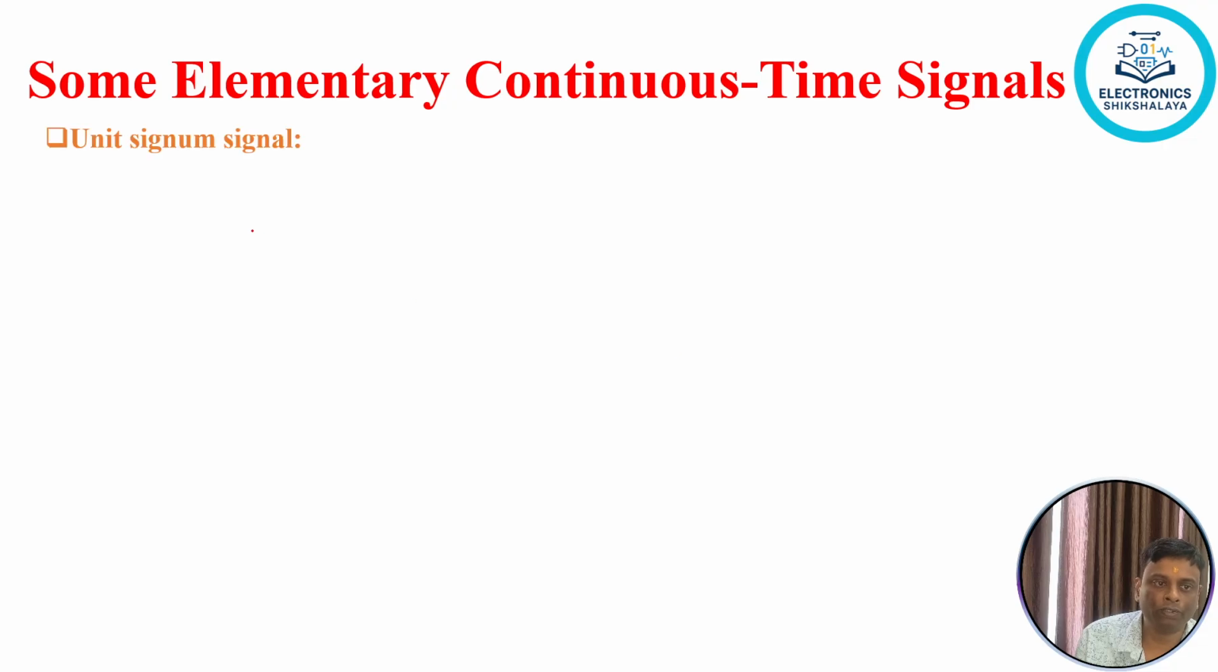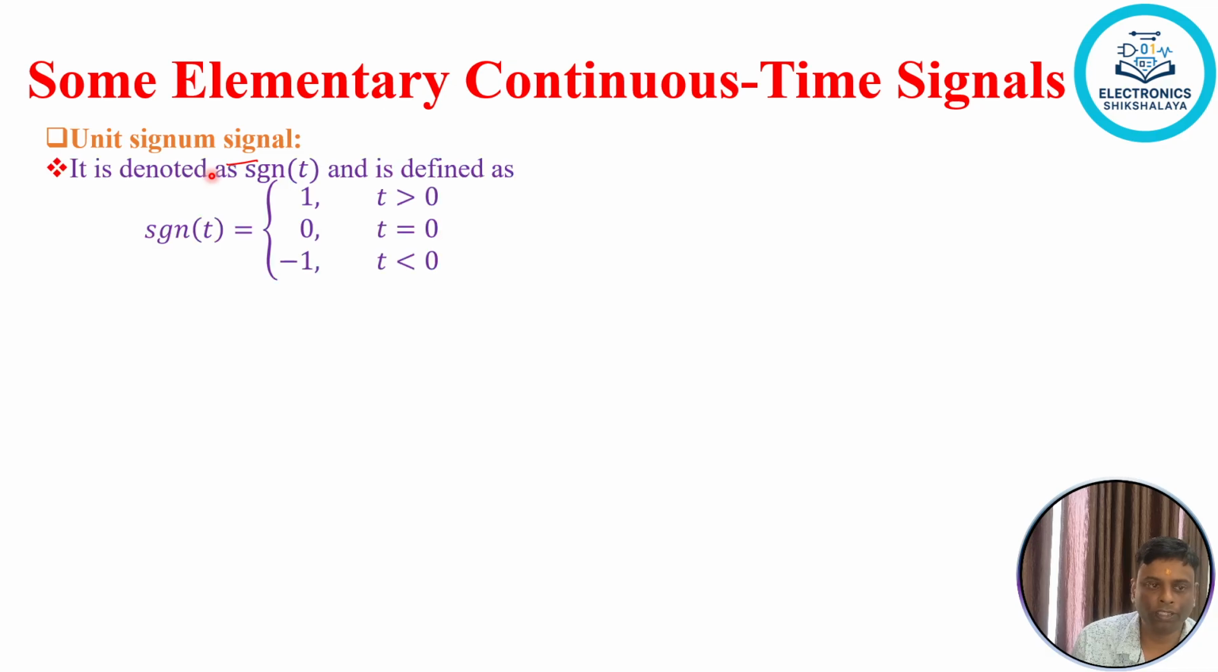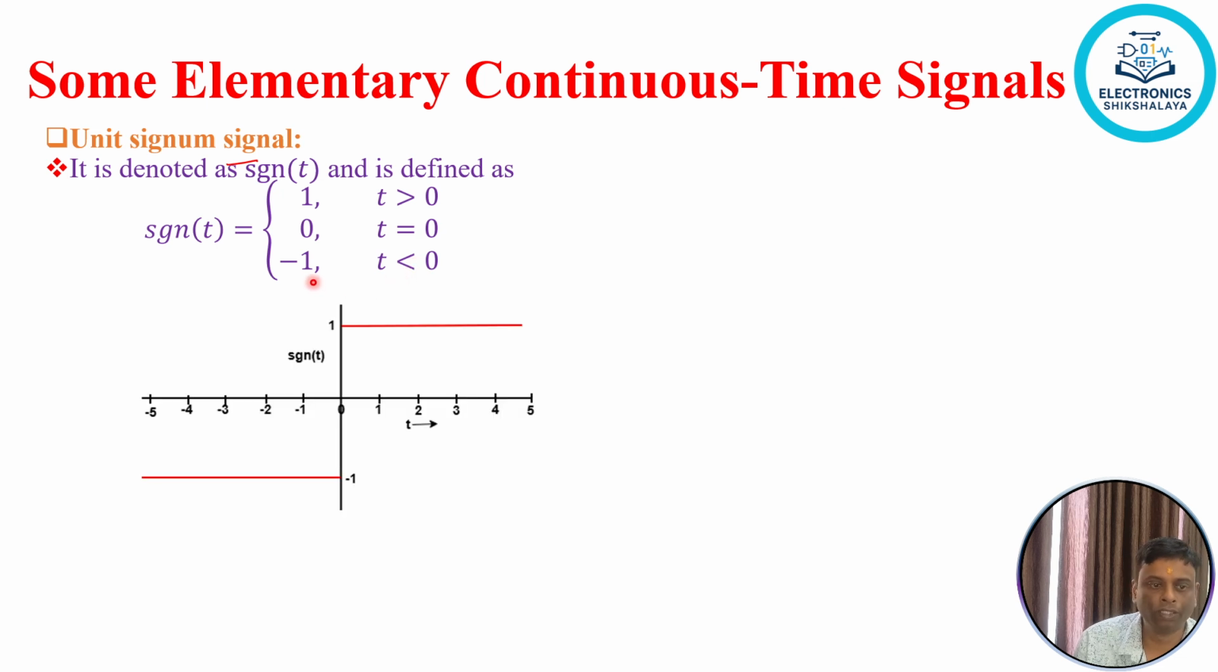Next elementary continuous time signal is the signum signal. It is denoted as sgn of t. For t greater than 0, it is 1. For t equal to 0, it is 0, and for t less than 0, it is minus 1. So this is the representation of the signum function.